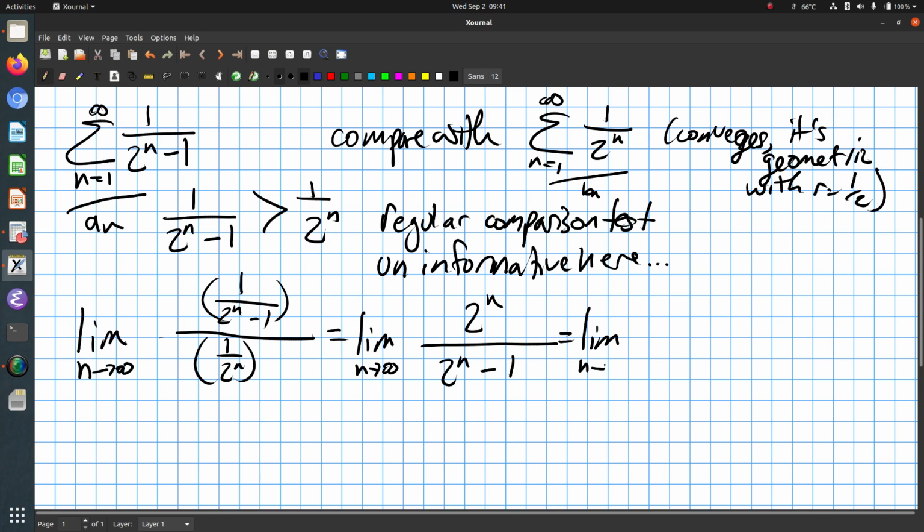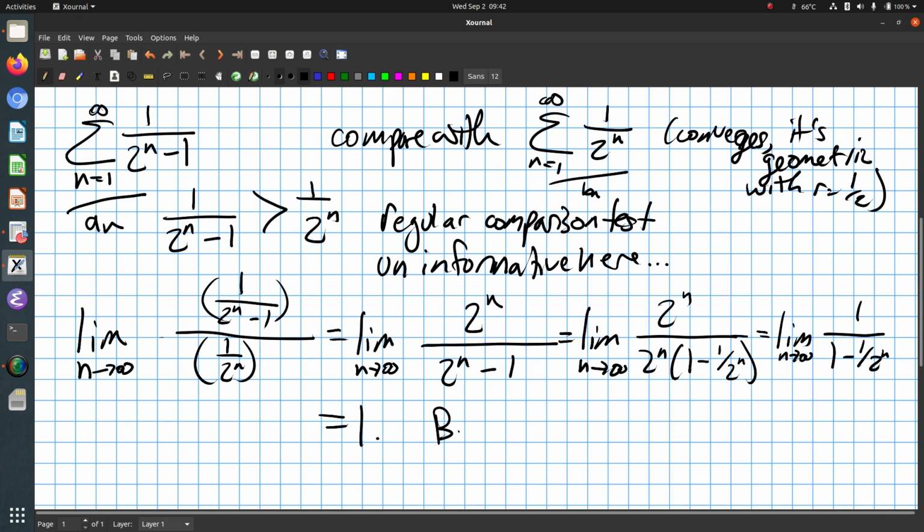Let's take out that common factor of 2 to the n out of the denominator. Those 2 to the n's cancel. And now I think we're in great shape. You'll notice, hey, this term here in the denominator goes to 0 as n goes to infinity, so this goes to 1 over 1, so the whole limit is equal to 1.